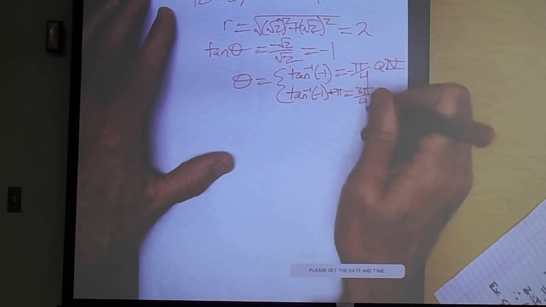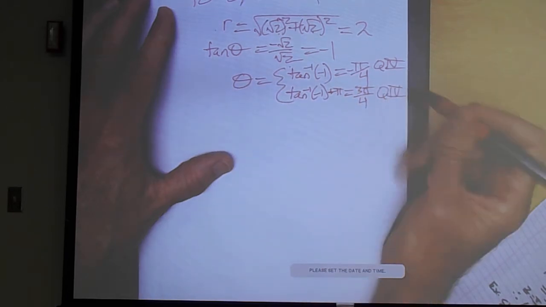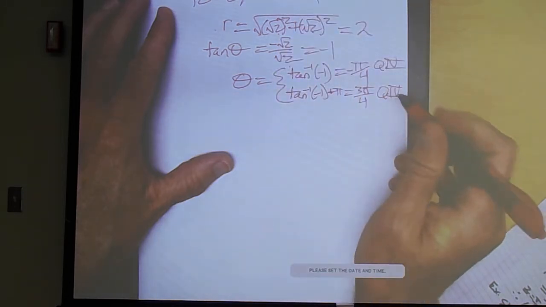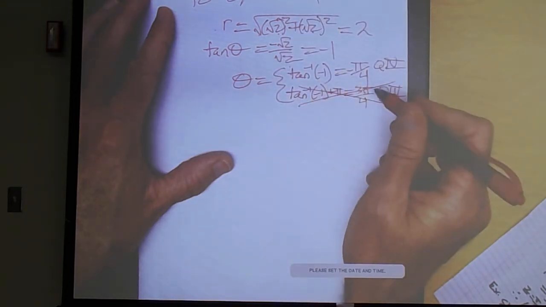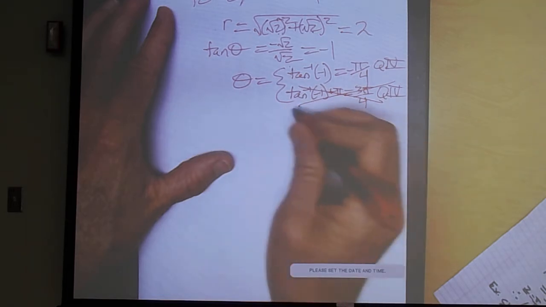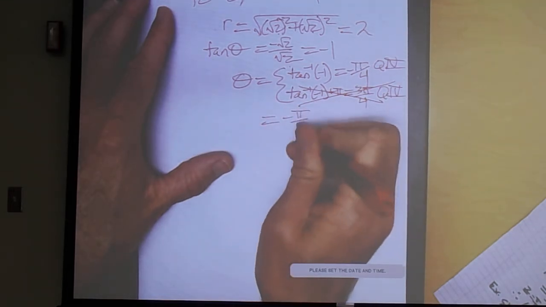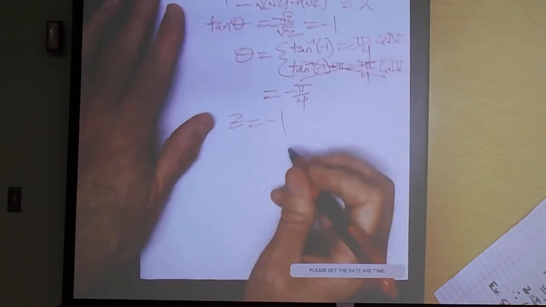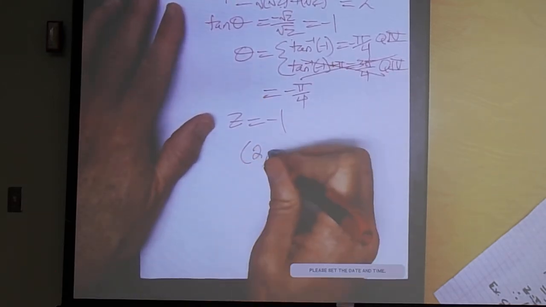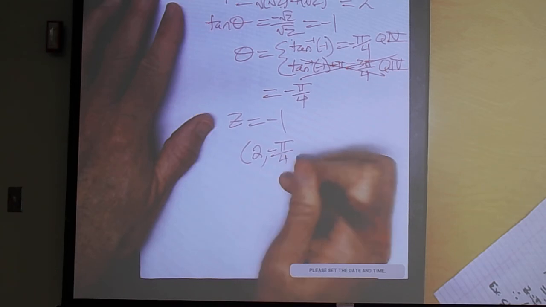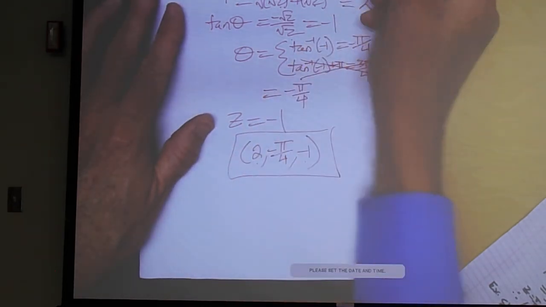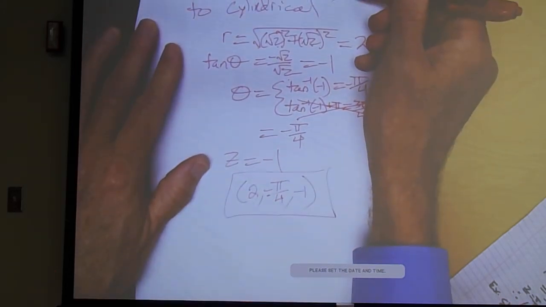Which one is it? Well, if x is positive and y is negative, then it's in quadrant 4, so you throw out this one, but you have to check it. Here's the answer, theta equals minus pi over 4. And now z is just minus 1, and the ordered triplet you get then is 2, minus pi over 4, minus 1, r, theta, z. Those are the cylindrical coordinates that correspond to these rectangular coordinates above.